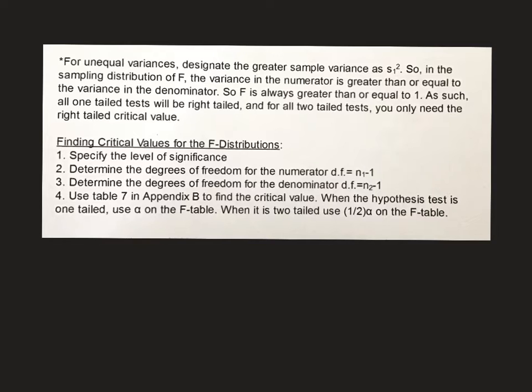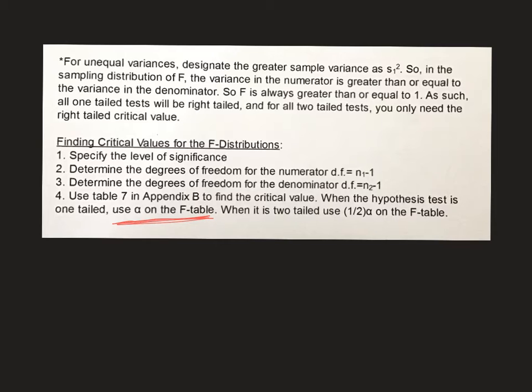So when we're finding critical values for F distributions, we want to specify the level of significance. We're going to find the degree of freedom for our numerator and the degree of freedom for our denominator, both of which we're taking the samples and subtracting 1. And then we're going to use Table 7 in Appendix B, which is page A20 in your book, to find the critical value. So when your hypothesis test is one-tailed, you're using alpha on the F table.